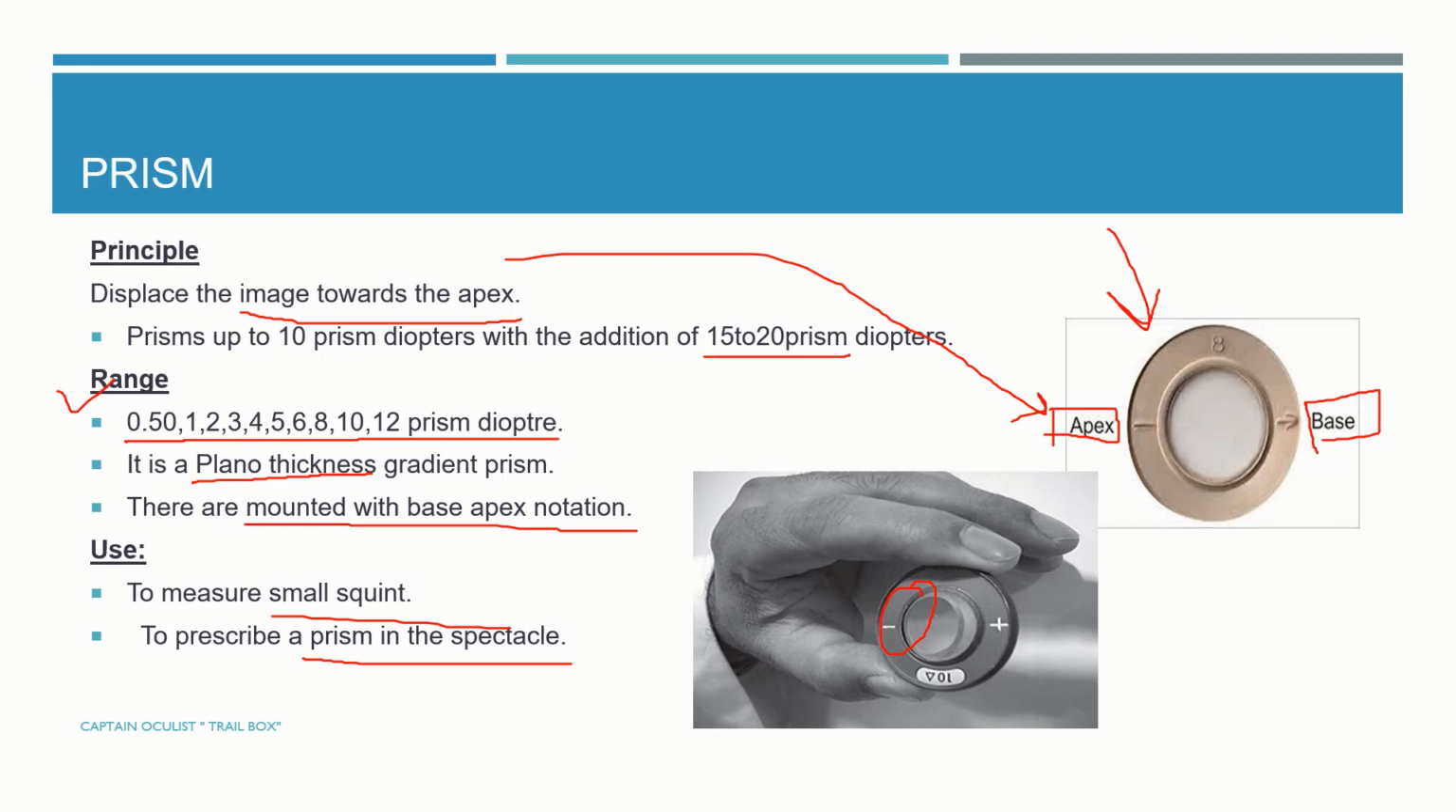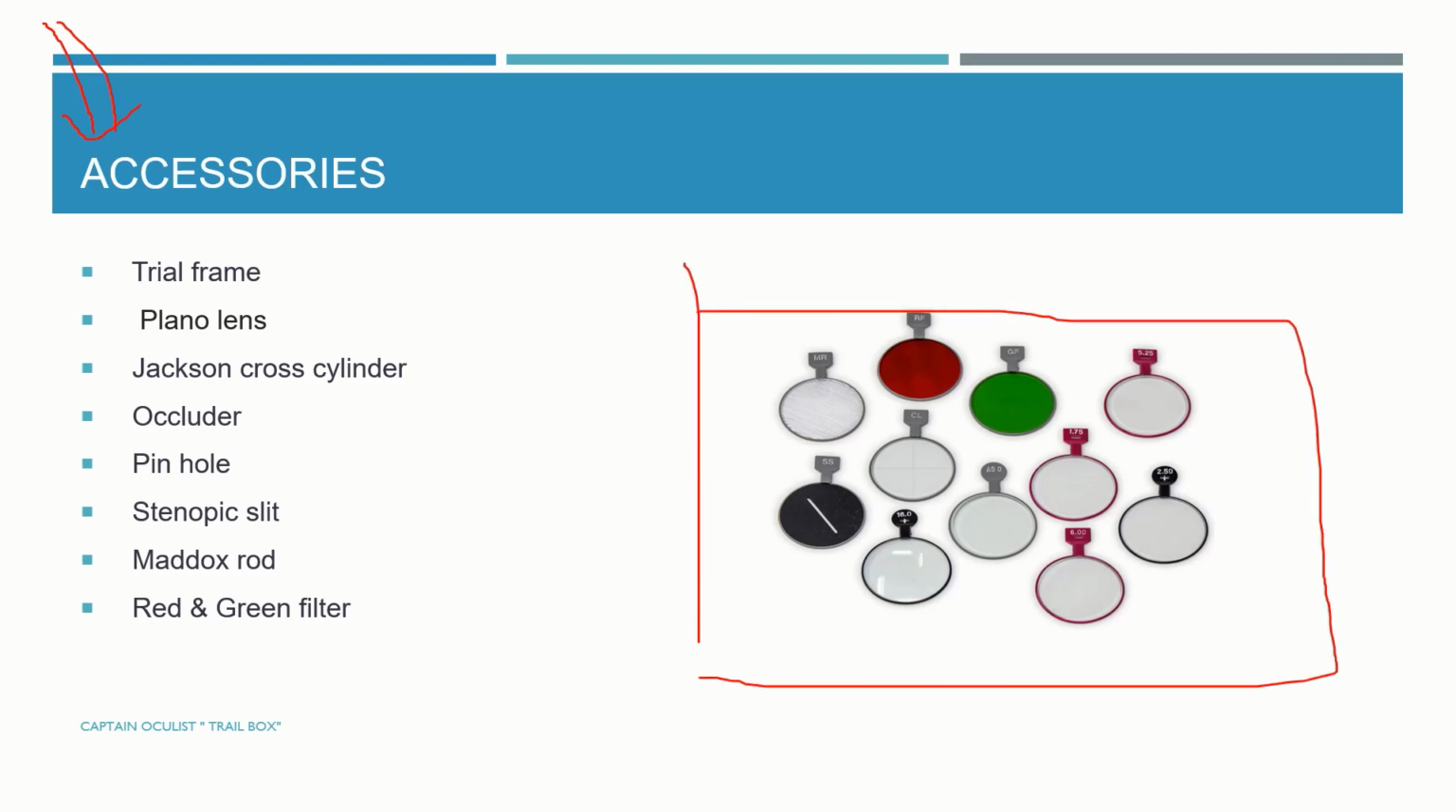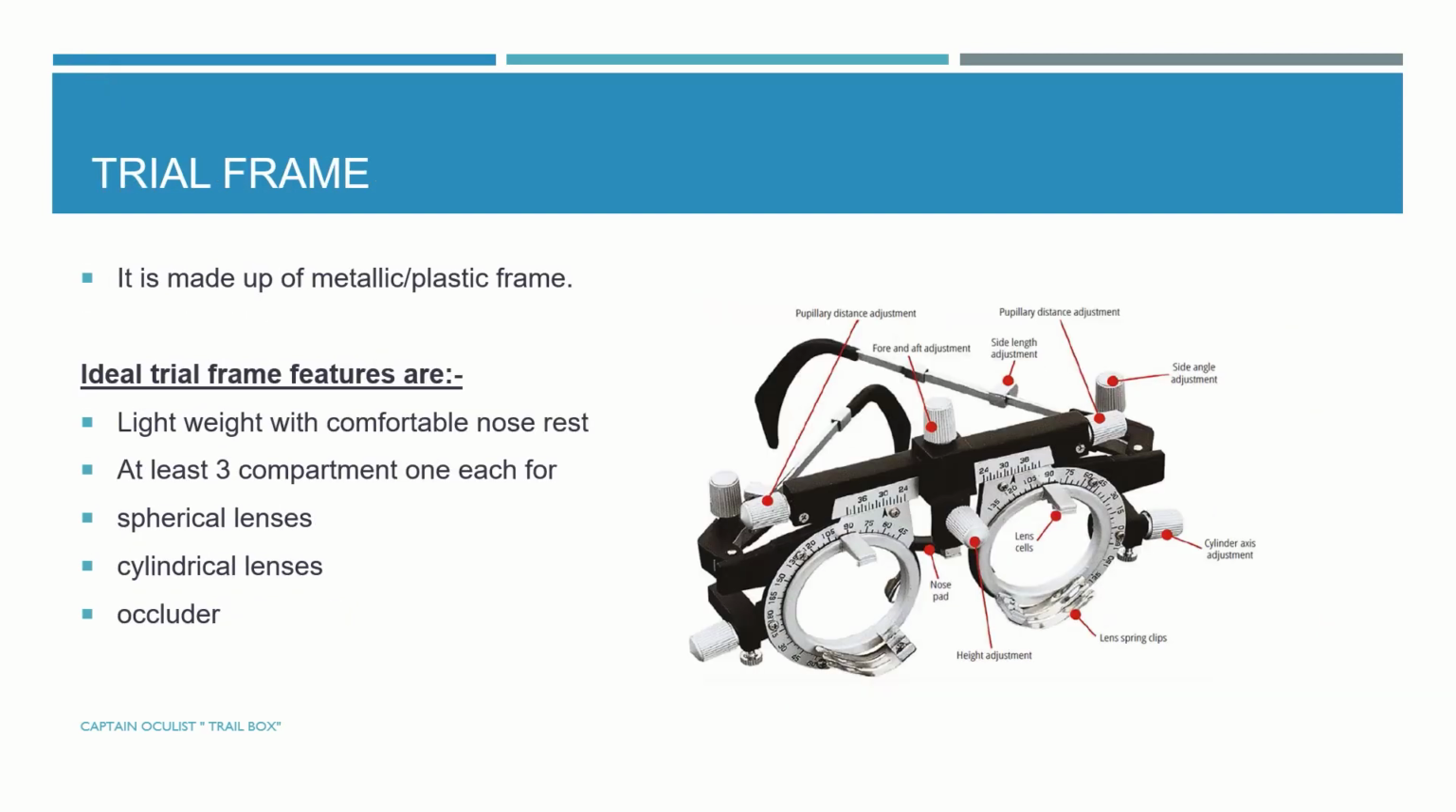So then we have accessories. As we mentioned earlier, identifying them is not a big problem. So we have trial frame, we have Jackson cross cylinder, we have occluder, we have pinhole, we have stenopic slit, we have Maddox rod, we have red and green filter. What is trial frame? Trial frame is made up of metal and plastic frame.